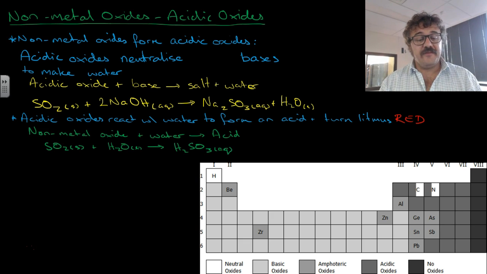So let's have a look. If we mix our non-metal oxide, sulfur dioxide again, with water, we'll get H2SO3. This is an acid, and that will turn litmus red. And this is actually a major component of acid rain.